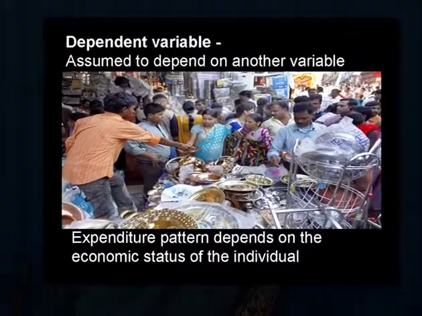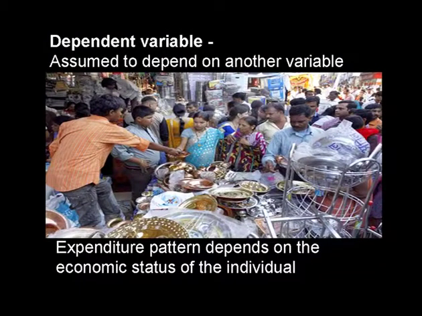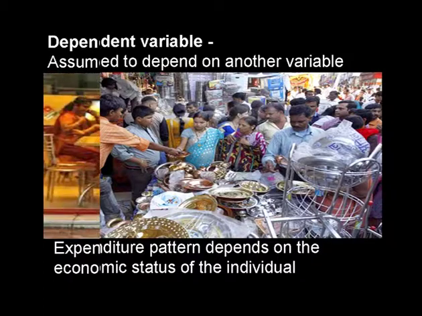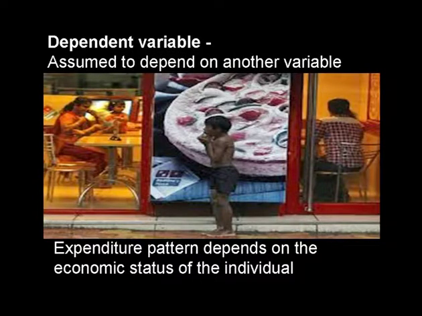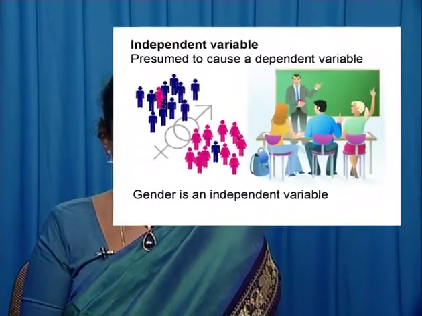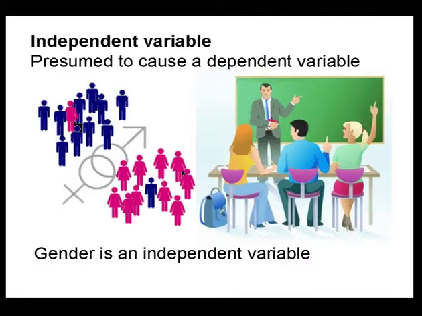First, I will explain to you what we mean by dependent variable. If a variable is assumed to depend on or be caused by another variable, it is called dependent variable. For example, expenditure pattern depends on the economic status of the individual. The second one is independent variable. Independent variable is presumed to cause or determine a dependent variable. For example, gender is an independent variable.